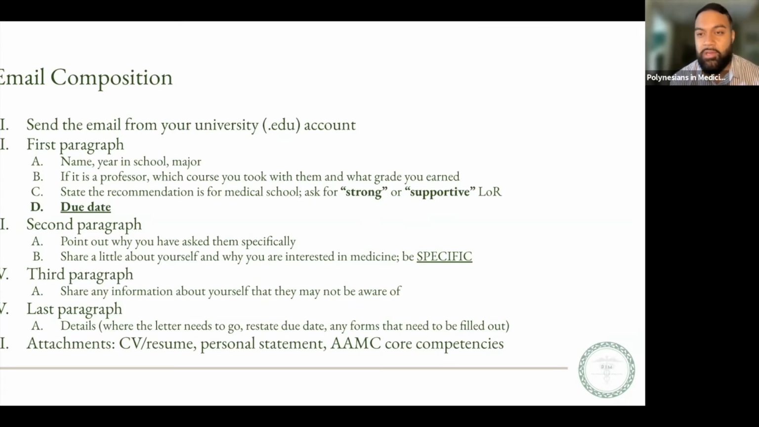You don't want this email to be too long, because no one likes reading a long email. And then for the last paragraph, I would just recommend including the details. Like, where does this letter need to go?